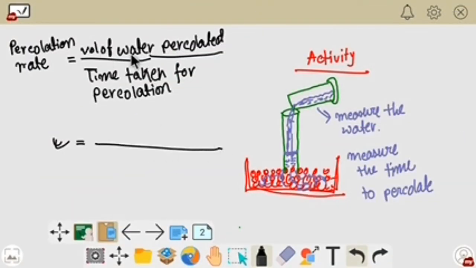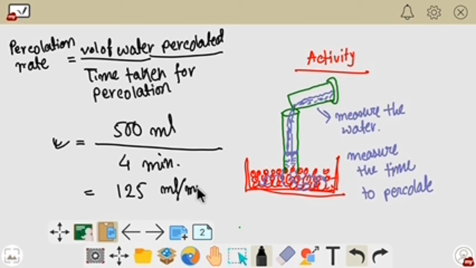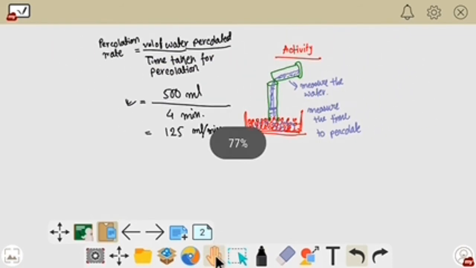So let us calculate the value. The volume of water we have taken is 500 ml, and the time to complete this 500 ml and percolate it is 4 minutes. Now if we divide, that is 125 ml, that means milliliter per minute. So this is the percolation rate of water, the percolation rate of soil.